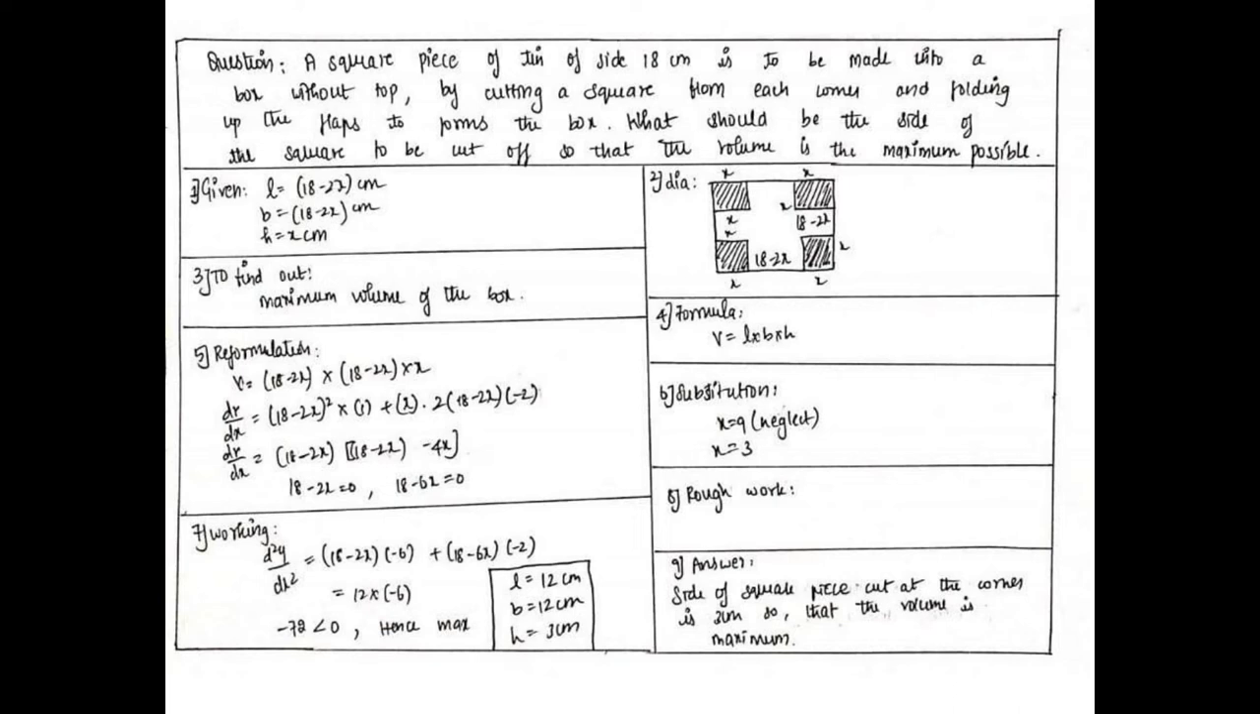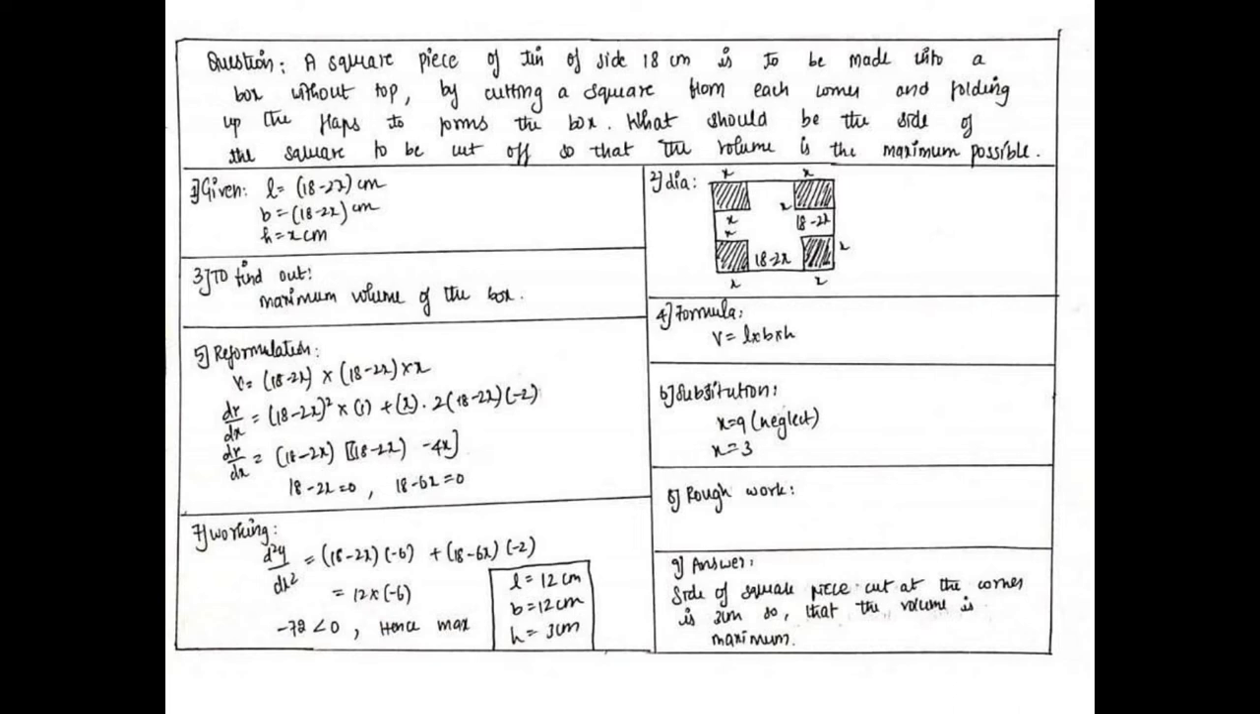Formula, volume is equal to L into B into H cubic units. Reformulation, V is equal to 18 minus 2x into 18 minus 2x into x. dV by dx is equal to 18 minus 2x square into 1 plus x into 2 into 18 minus 2x into minus 2. dV by dx is equal to 18 minus 2x into 18 minus 2x minus 4x. 18 minus 2x is equal to 0. 18 minus 6x is equal to 0.